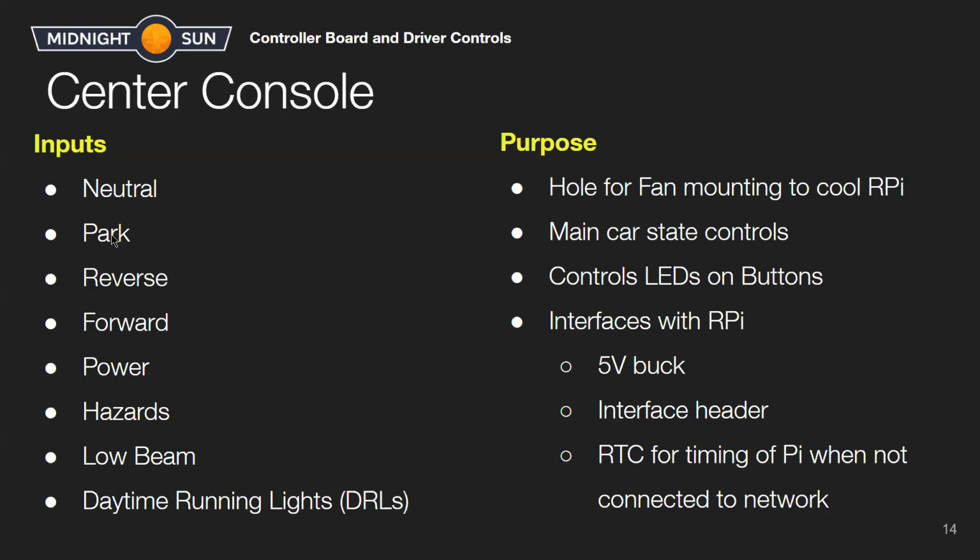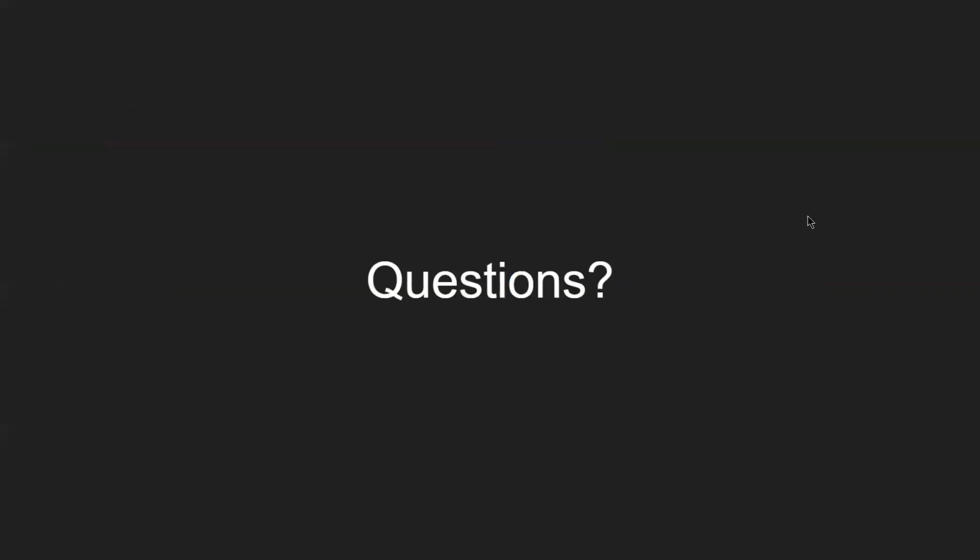And so with these inputs, the purpose of this board has multi-purposes, actually, more than just dealing with these inputs. It, of course, has the main car state controls that it gets as inputs, but because these are really important switches or buttons and we like them to be fancy, they also have LEDs. This board will also control the LEDs on those buttons, as well as, of course, interface with the Raspberry Pi. And so for that interface, there's a bunch of other components it needs, like a 5-volt buck, an RTC, which I'll talk about, which RTC stands for real-time clock, and just the interface header. And of course, as I mentioned, the hole for the fan mounting to cool that Raspberry Pi.